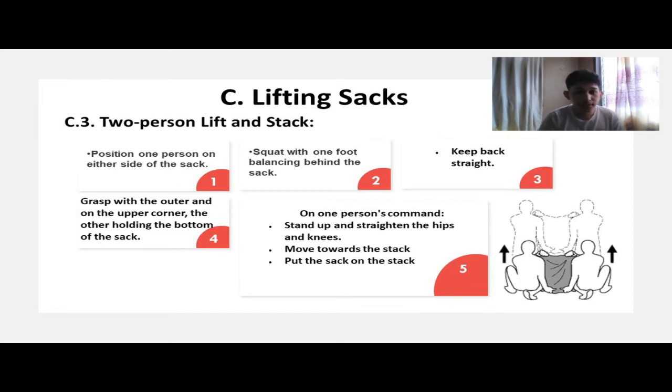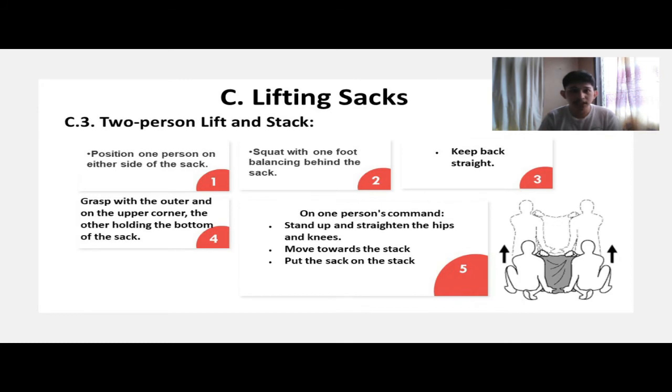So this one is lifting and stacking a sack with 2 persons involved. The first thing that you have to do is to position one person on either side of the sack. One person is on the right part of the sack, while the other person is on the left side. The second thing is to squat with one foot balancing behind the sack.